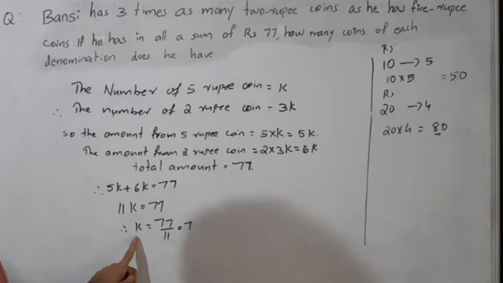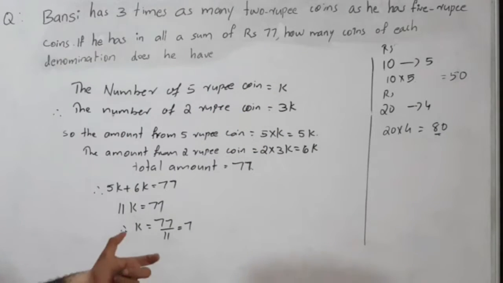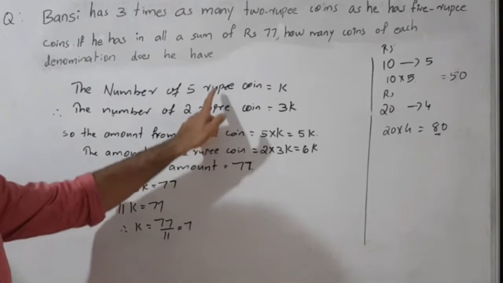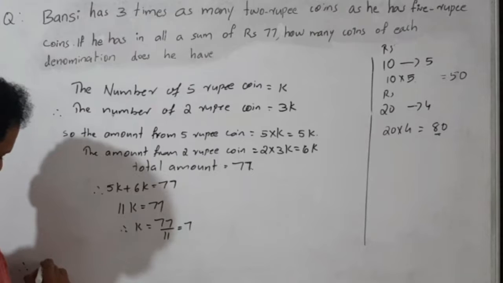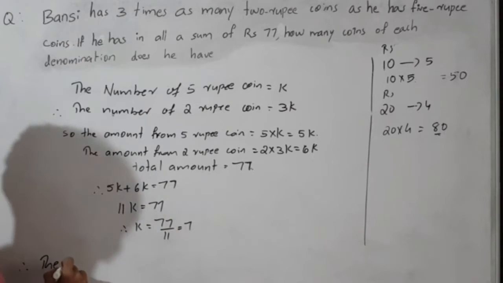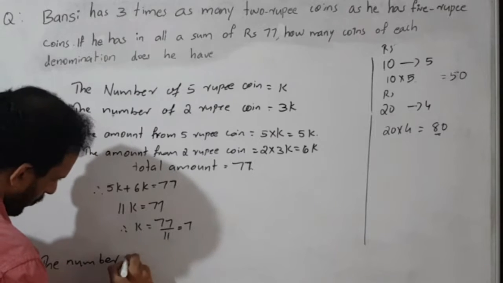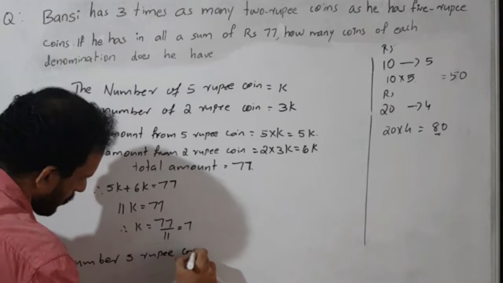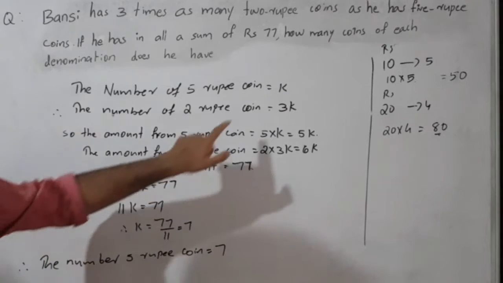Then what is K? The K is number of 5 rupee coin. Then how many 5 rupee coin we have? We have 7 5 rupee coin. Okay. Therefore, the number of 5 rupee coin is equal to 7. അല്ലേ? നമുക്ക് K എന്ന് പറയുന്നത് ഏതിന്റെ വാല്യൂ ആണ്?